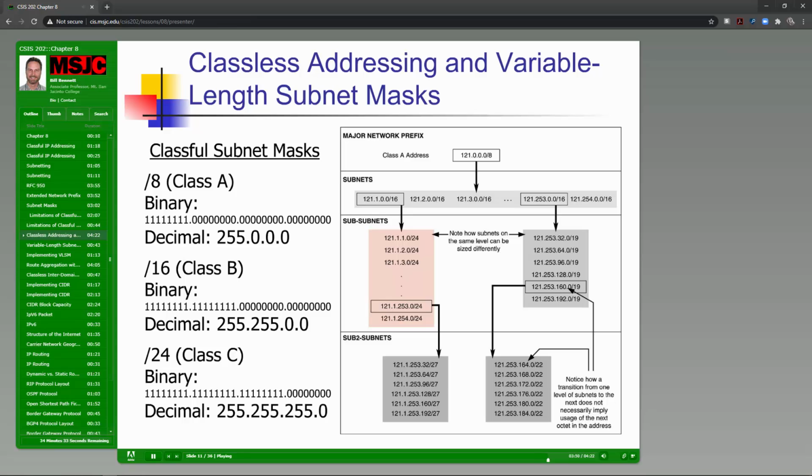In the right-hand column, where we borrowed previously only 19 bits, we're using the 121.253.160 subnet, but now we're breaking it into additional jumps by adding 3 more bits. So now we're jumping by 4s, and so the subnetworks there are 164, 168, 172, 176, 180, and 184.